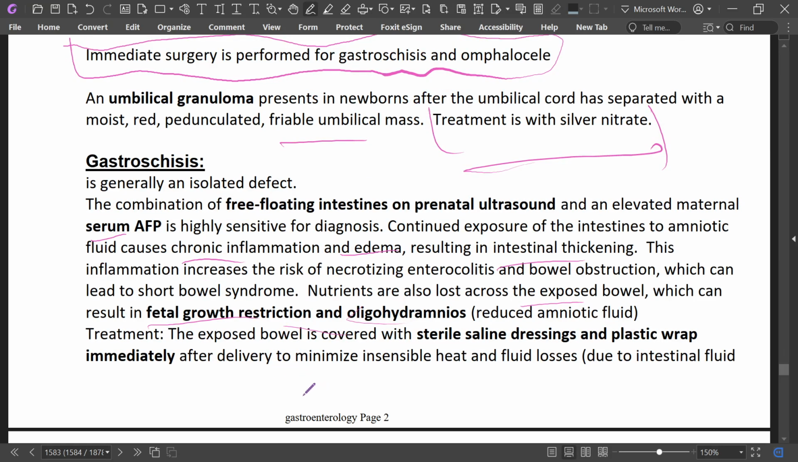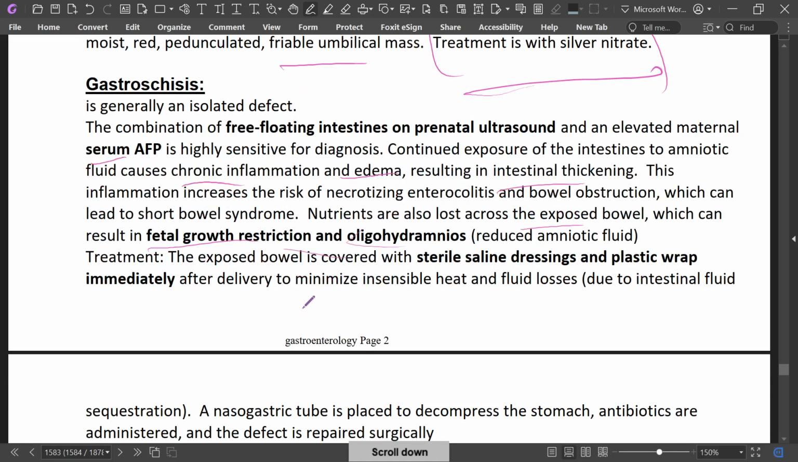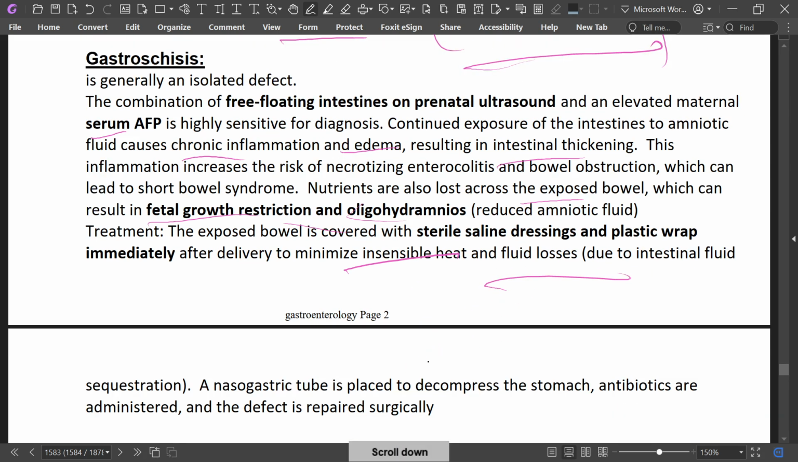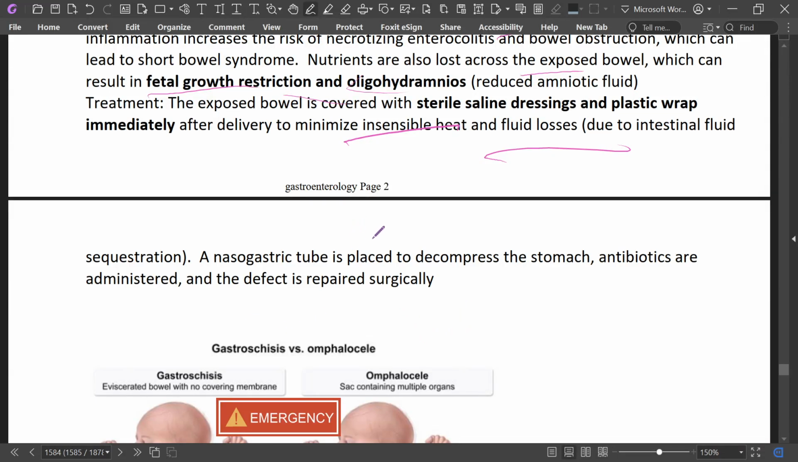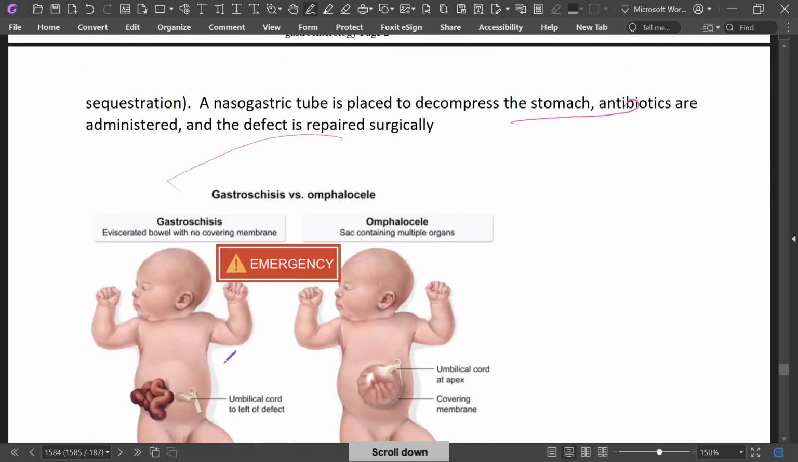Treatment: the exposed bowel is covered with sterile saline dressing and plastic wrap immediately after delivery to minimize the insensible heat and fluid losses due to intestinal sequestration. An NG tube is placed to decompress the stomach. Antibiotics are administered. The defect is repaired surgically. This is gastroschisis.